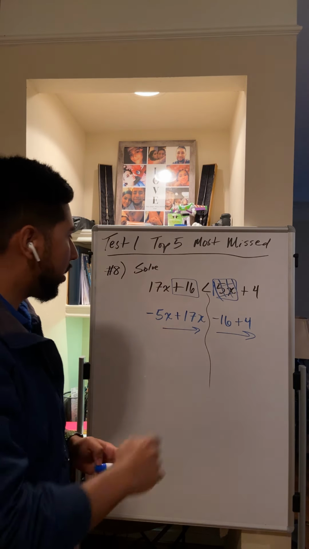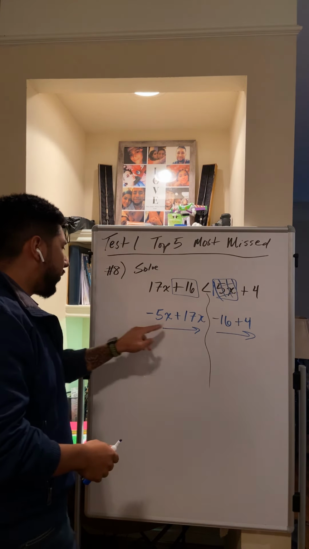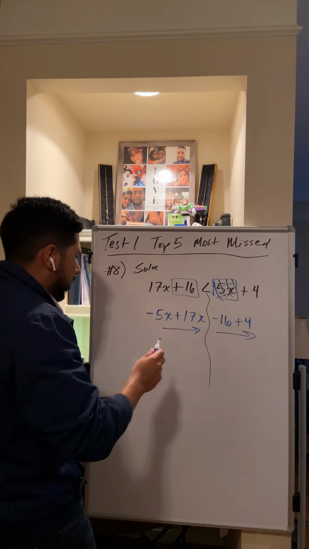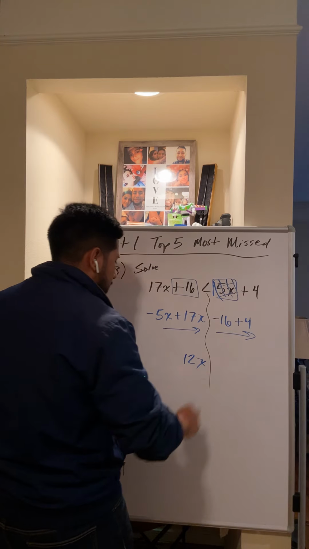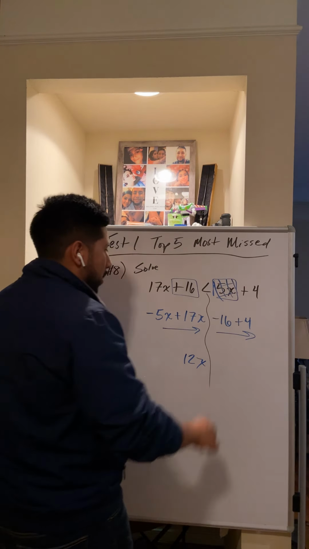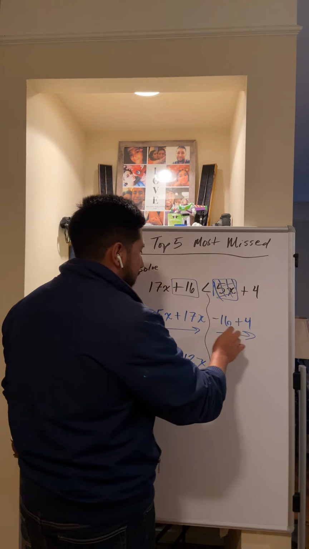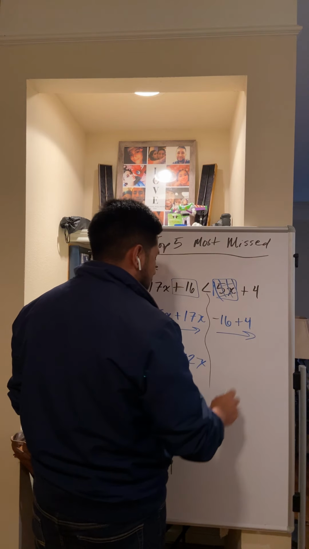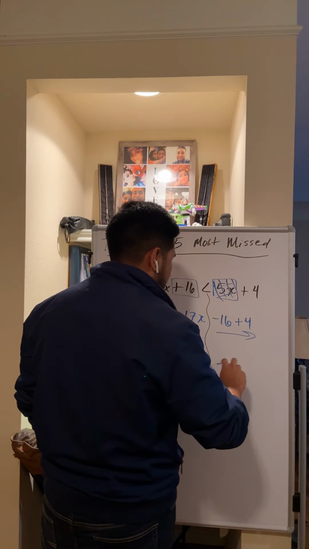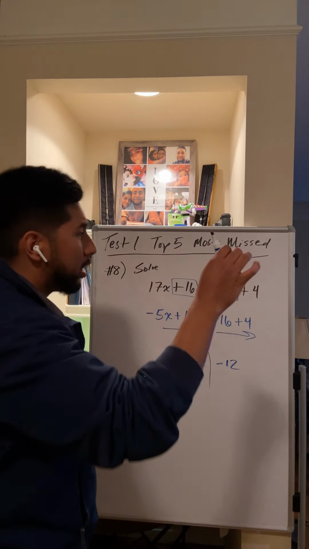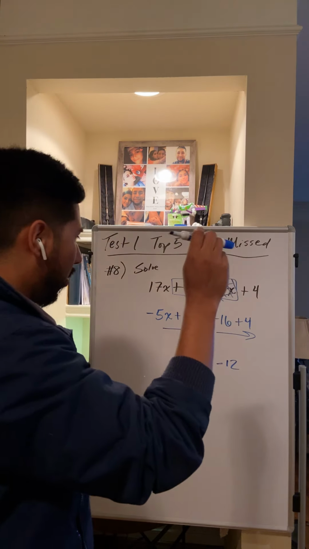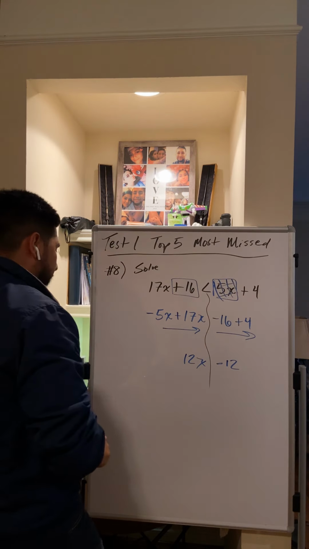But calculator. Negative 5 plus 17 using the calculator, that should give you a positive 12x. Calculator, negative 16 plus 4, that's a negative 12. Remember, I'm going too fast. Please stop, pause the video, rewind it, and rewatch it.